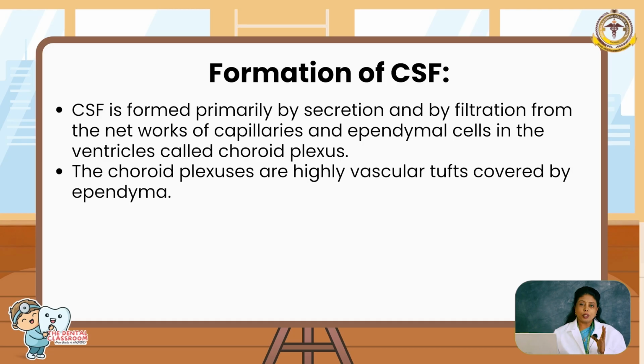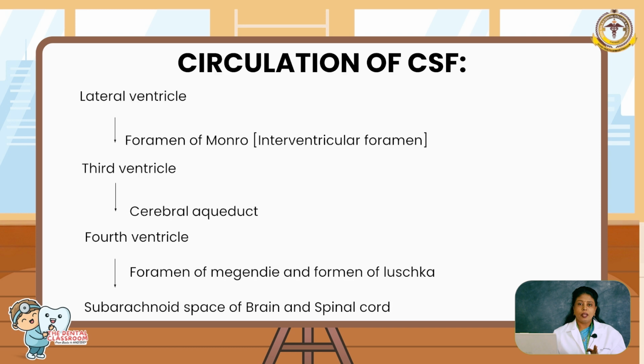First, let us see the formation of CSF. CSF is formed primarily by the secretion and filtration from the choroid plexus. And coming to the circulation of CSF, it is produced in the lateral ventricle and it moves to the third ventricle through the foramen of Monro, and from the third ventricle it passes on to the fourth ventricle through the cerebral aqueduct, from the fourth ventricle to the subarachnoid space through the foramen of Magendie and foramen of Luschka.